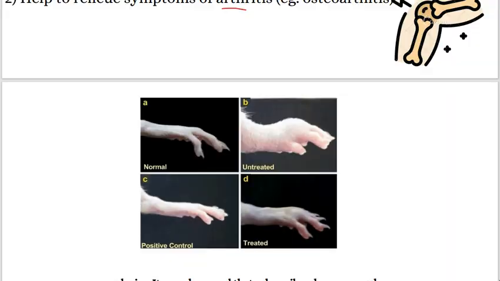Okay, now see, by this you can see this is your normal paw model. This is normal, untreated, मतलब यहाँ पर normal है. When you are injecting the carrageenan, there is this kind of edematous condition formed. Okay, you can see there is a paw edema.